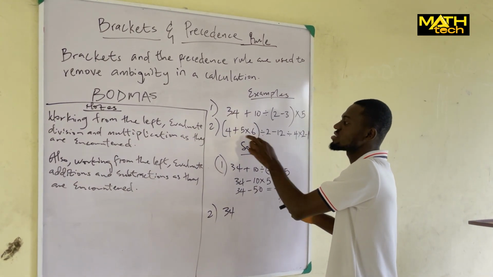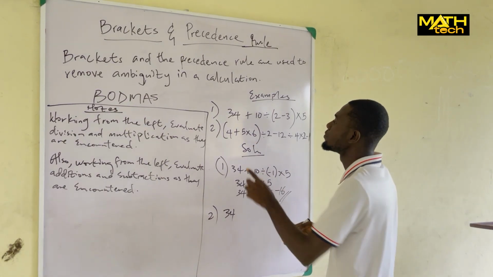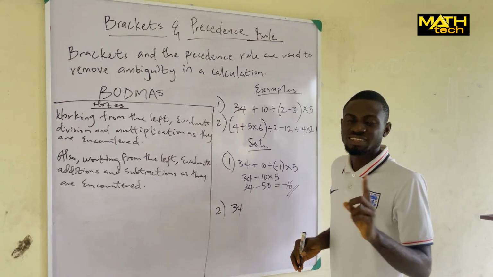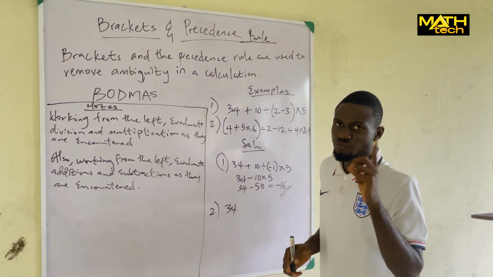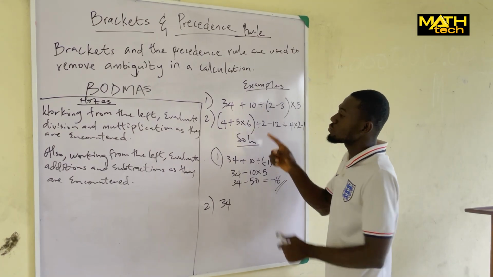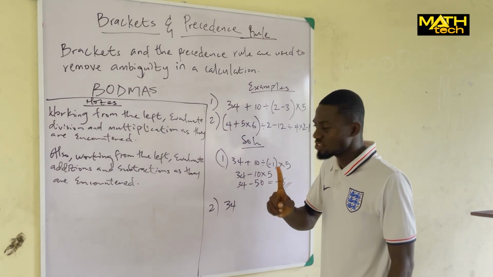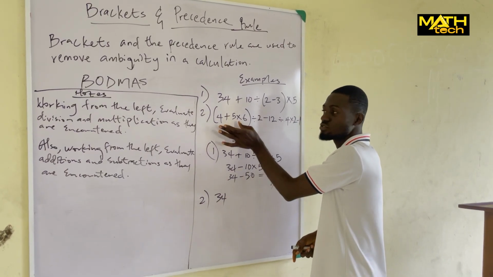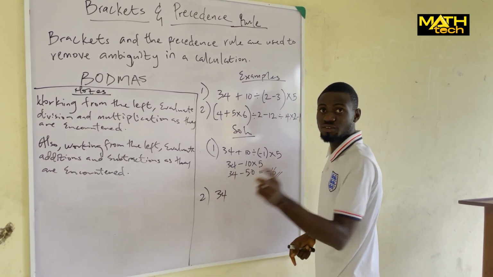Now, 5 times 6 plus 4 is different from 4 plus 5 times 6. 4 plus 5 is what? 9. 9 times 6 is what? 54. But following the precedence rule, we see that we are meant to do what? 5 times 6 first to give us 30, then we do 4 plus 30, and we get the correct result for the bracket to be what?